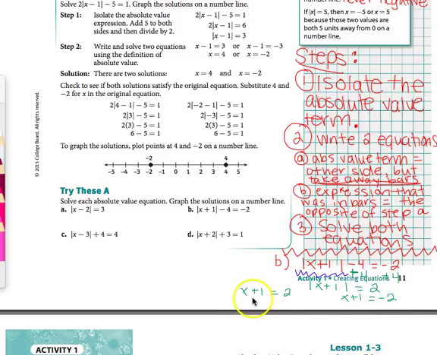And then we're just going to solve. So subtract 1, that gives me x equals 1. Sorry about the sideways looking equal sign there. Fix that a little bit. So x equals 1. Then we also have our second solution. When I subtract 1 here, we get x equals -3.